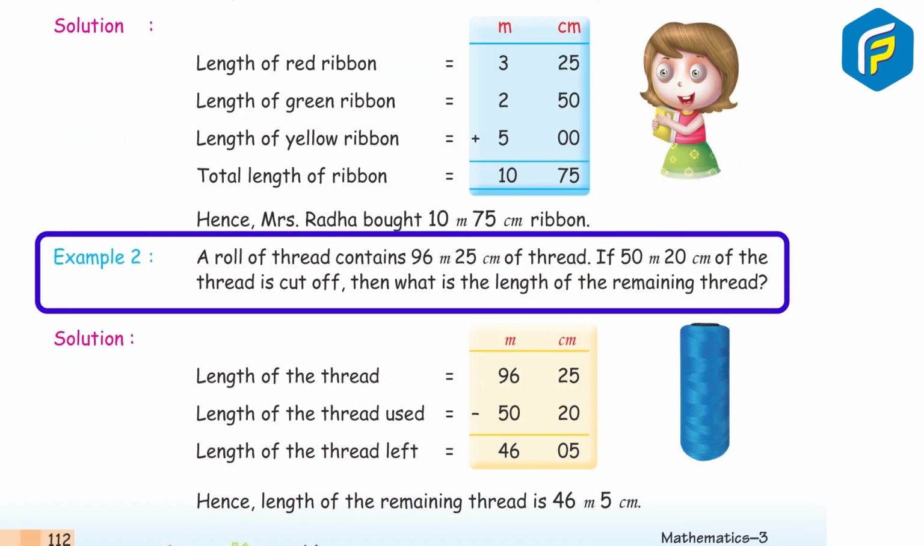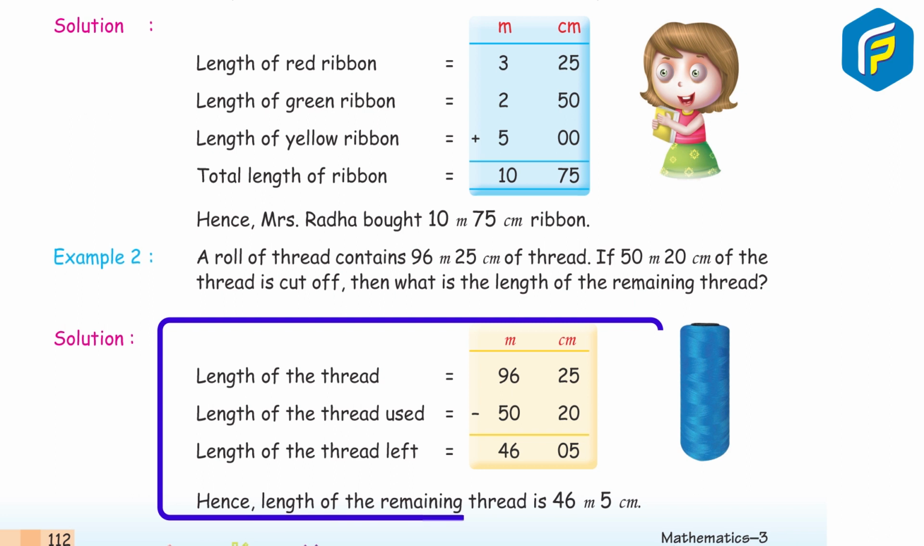Example 2. A roll of thread contains 96 meter 25 centimeter of thread. If 50 meter 20 centimeter of the thread is cut off, then what is the length of the remaining thread? Solution: length of the thread 96 meter 25 centimeter, length of the thread used 50 meter 20 centimeter, length of thread left 46 meter 5 centimeter. Hence, the length of the remaining thread is 46 meter 5 centimeter.